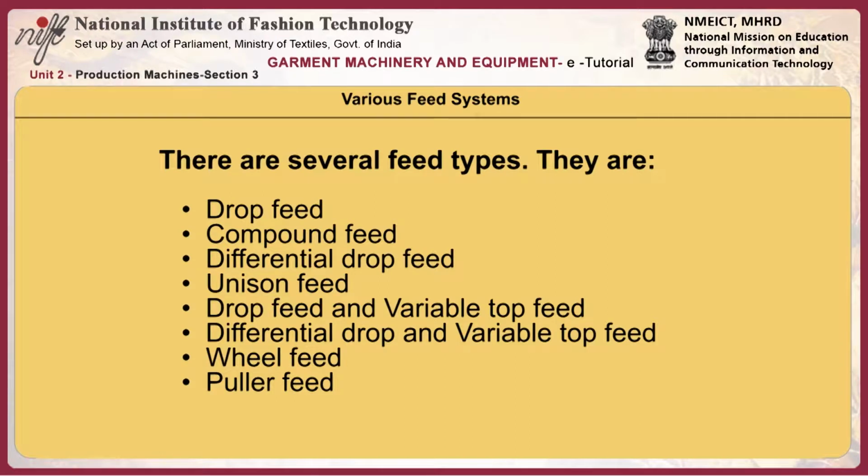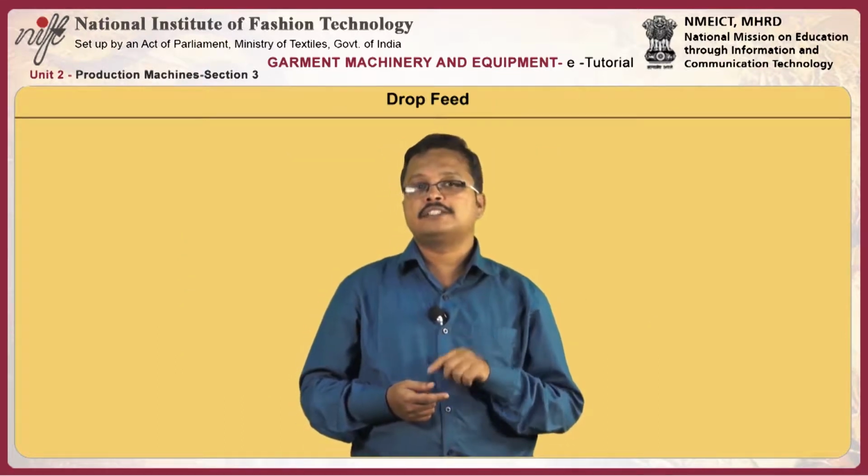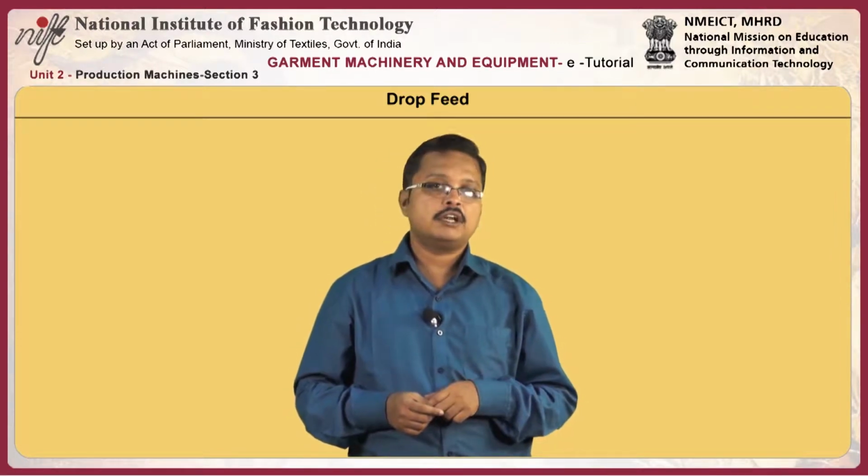There are several feed types. They are drop feed, compound feed, differential drop feed, unison feed, variable top feed, differential top and variable top feed, wheel feed, puller feed. Drop feed. This four-motion feed system is probably the most widely used feed type in the clothing industry today.